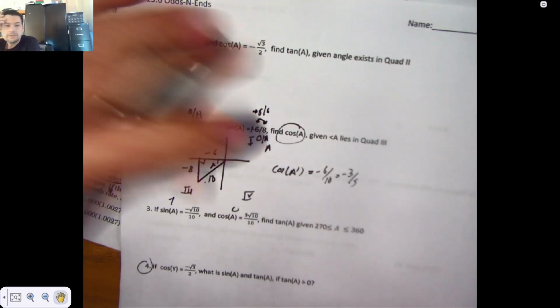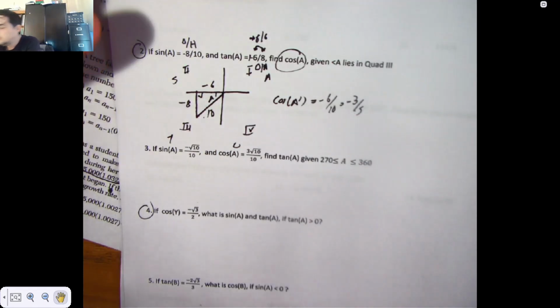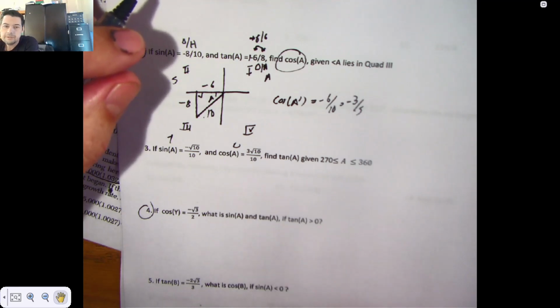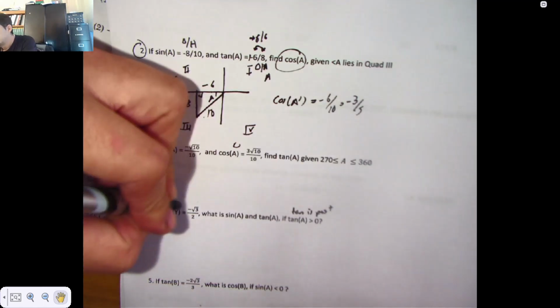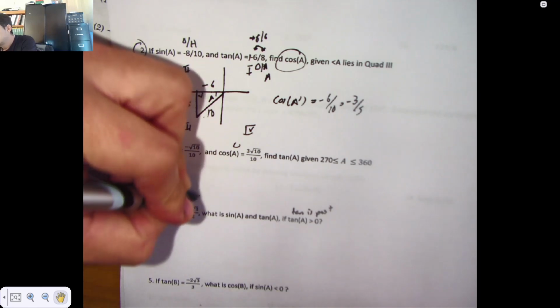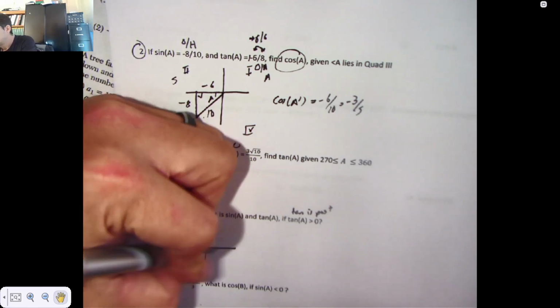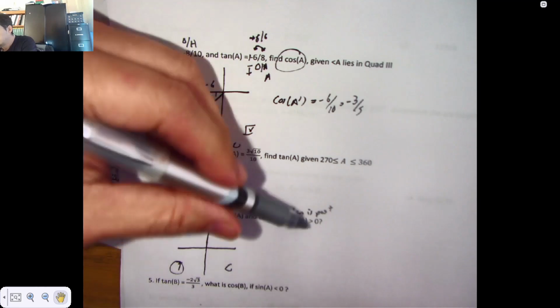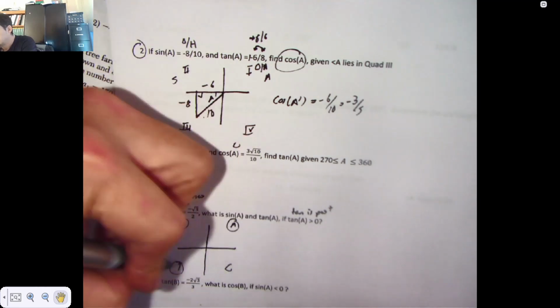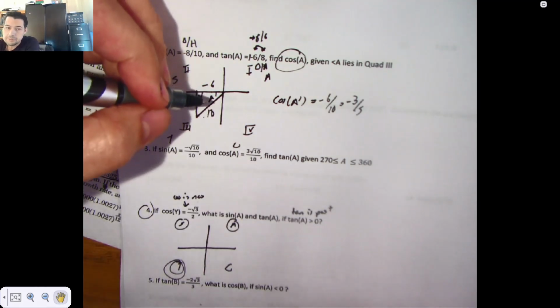All right, number 4 will be the next one I do. Cosine of y is -√3/2. What is the sine of A and tangent of A if the tangent of A is greater than 0? This is saying that tangent is positive. This right here is cosine is negative. So I'm going to do my little ASTC here. And cosine is going to be negative here and here. Tangent is going to be positive here and here. The guy I double circled is where I'm going to draw. This is in quadrant 3.